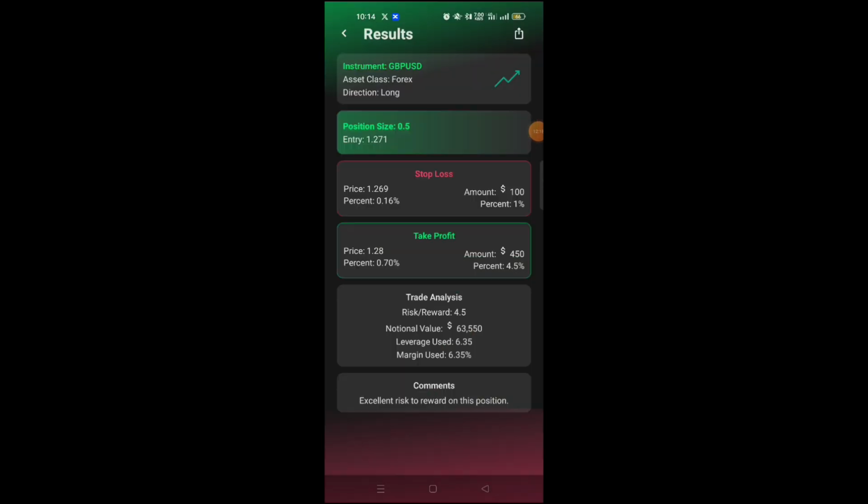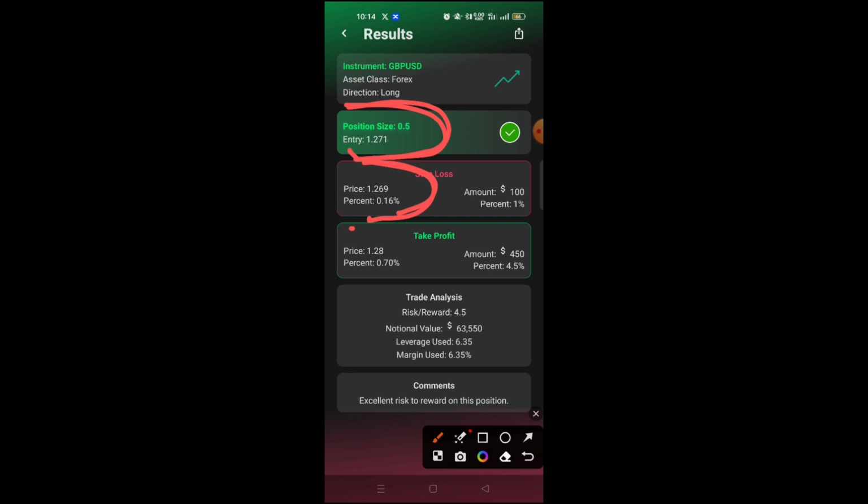So if I click calculate now, what this means is that I need to use a 0.5 lot size on my MetaTrader. It is 0.5 lot size. So always look at it carefully also, so that you don't make a mistake. 0.05 and 0.5, they look alike. So you need to be very, very careful when you want to enter this trade. So my entry is 1.271. My SL is 1.269. My take profit is 1.28.